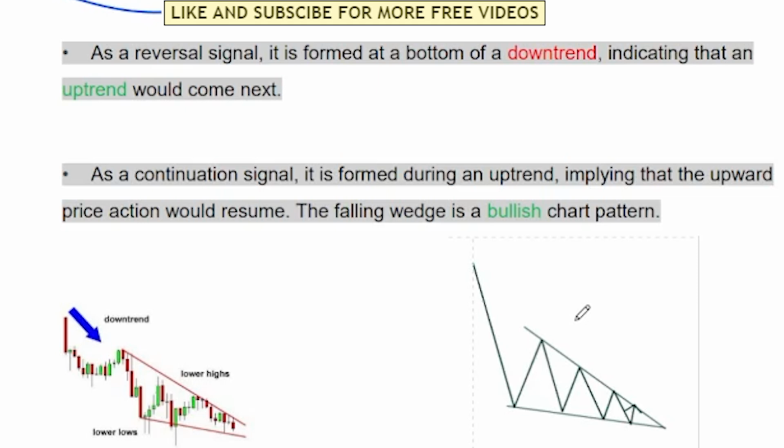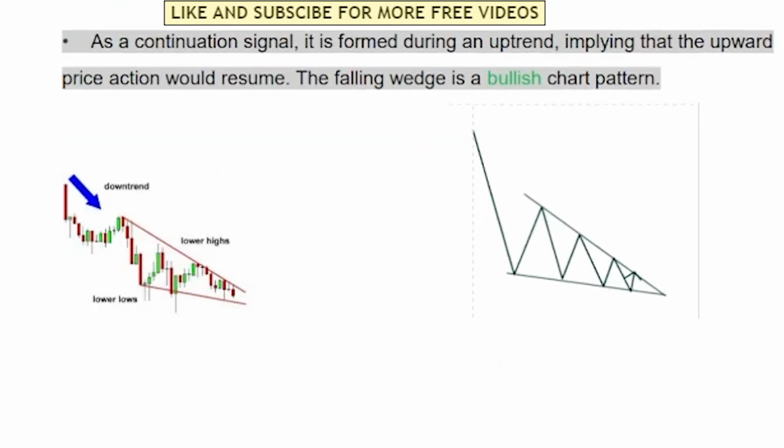So, as a continuation, it is formed during the uptrend, implying that an upward price action would resume. Okay, if we see a falling wedge in the direction of an uptrend, it means that we are going to continue in the same direction. And keep in your mind that a falling wedge signals bullish. Okay, so now let's take a look at different examples.